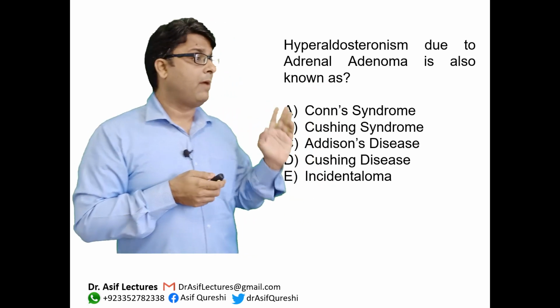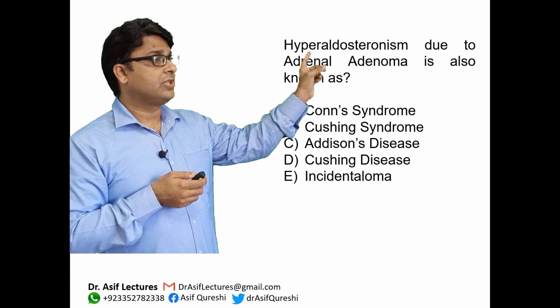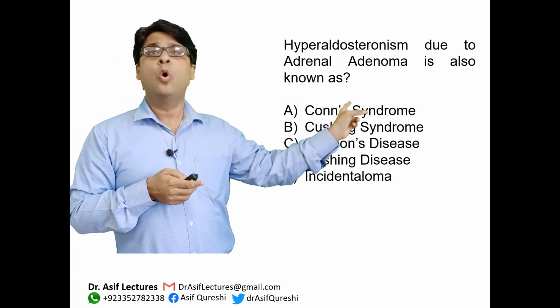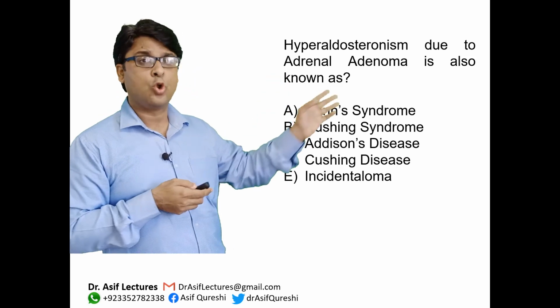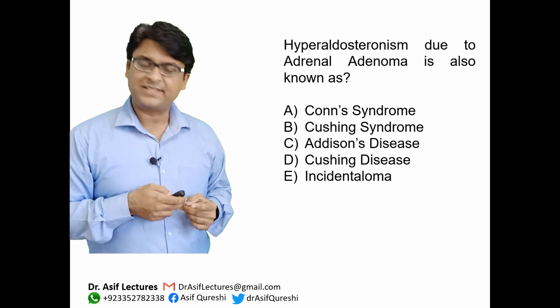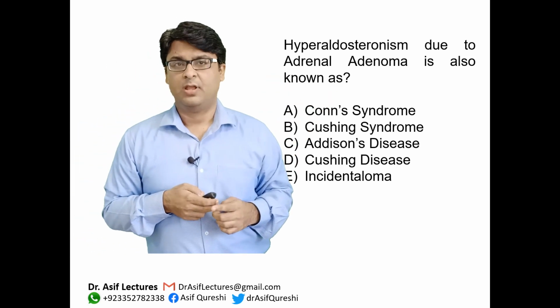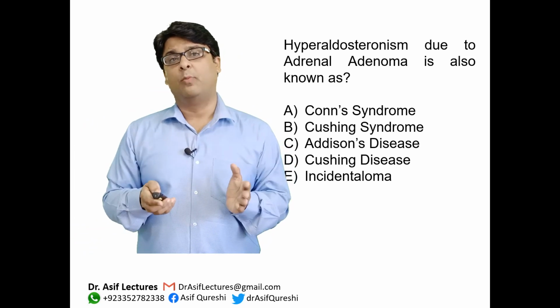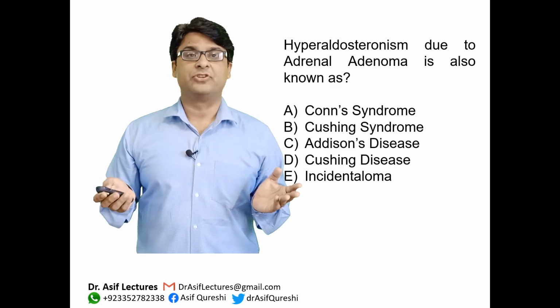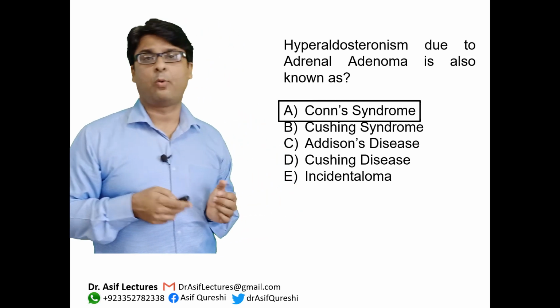So this question is talking about if hyperaldosteronism is because of adrenal adenoma, so that's a primary cause, and then it says it is also known as. That's again a simple level 1 question. Guys, primary hyperaldosteronism because of adrenal adenoma is known as Conn syndrome. Okay, it's a pretty straightforward answer.